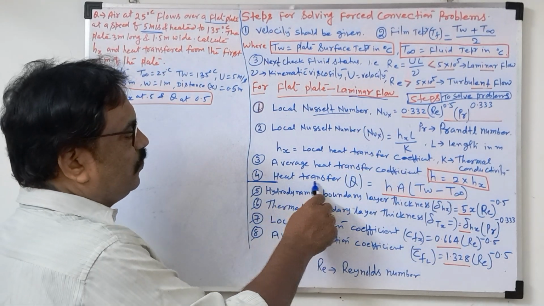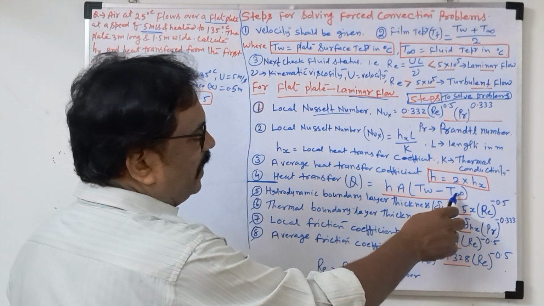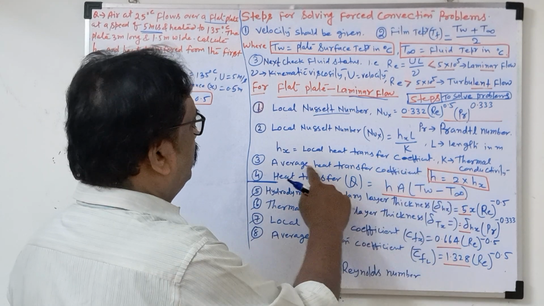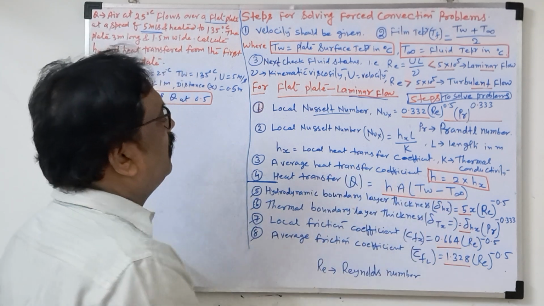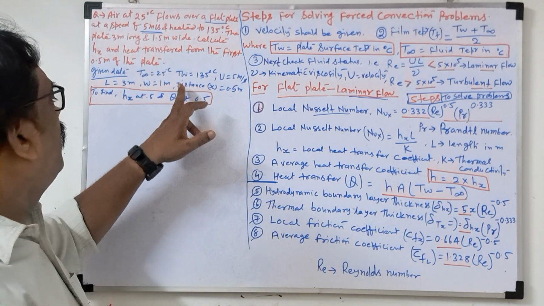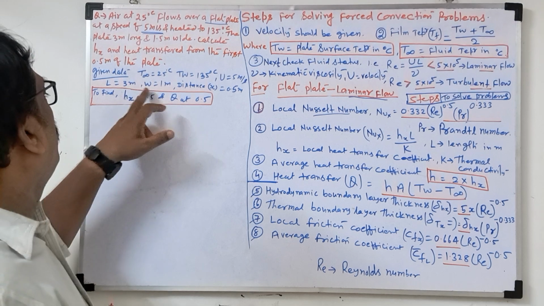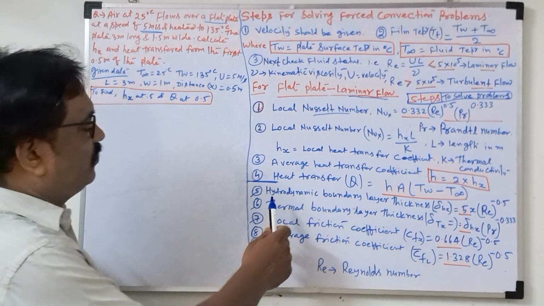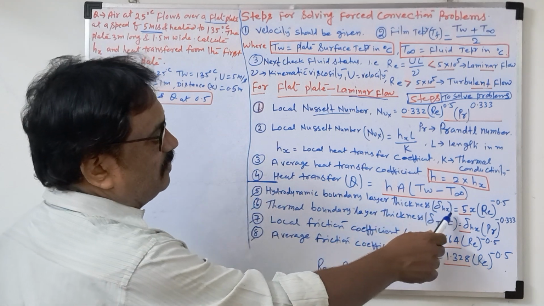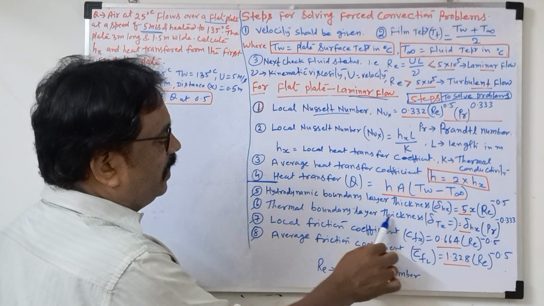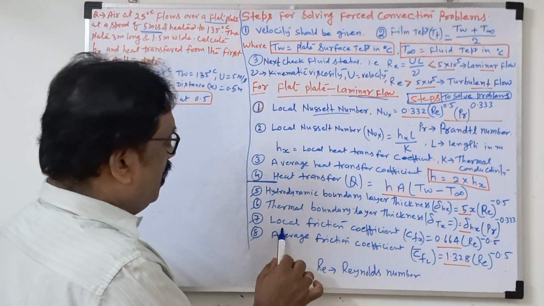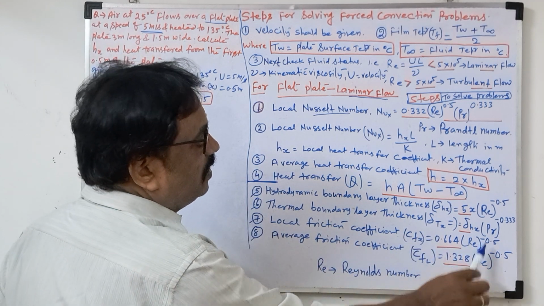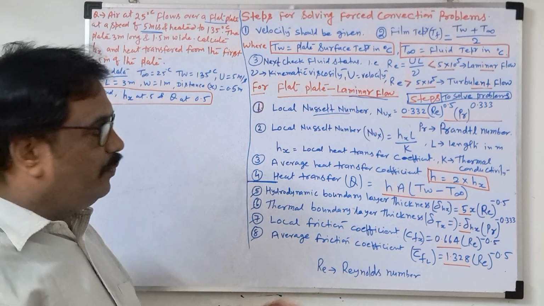Then we substitute in the heat flow rate, Q equals H A (TW minus T infinity), with the surface temperature and film temperature, H the average heat transfer coefficient, and area which is breadth into length. If they ask for the hydrodynamic boundary layer thickness, this is the formula. Thermal boundary layer thickness, this is the formula. Local heat transfer coefficient, this is the formula. And average heat transfer coefficient, this is the formula. These will be there in the data book.